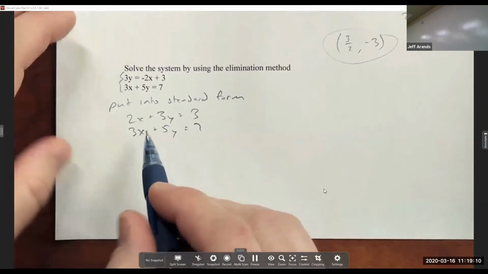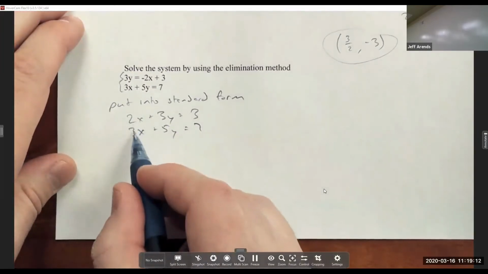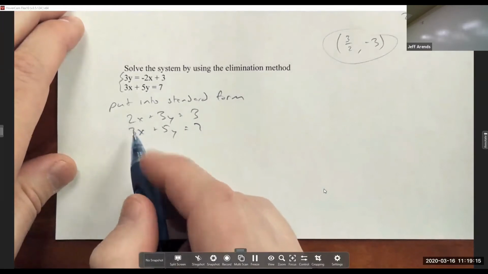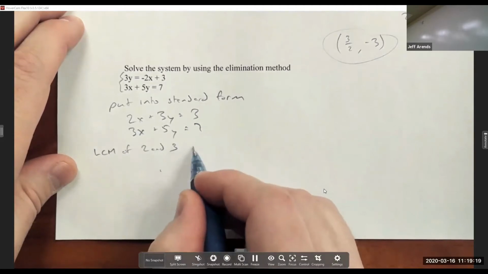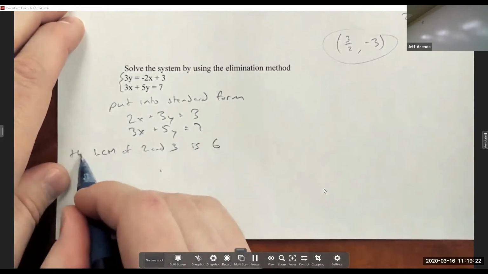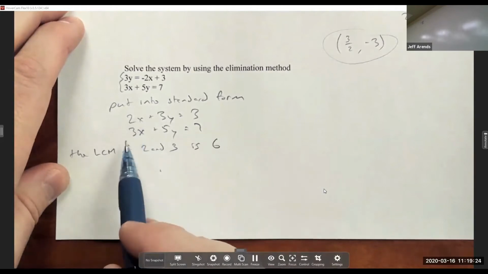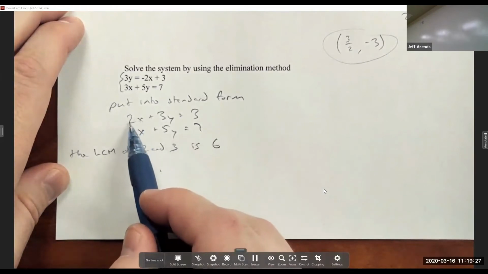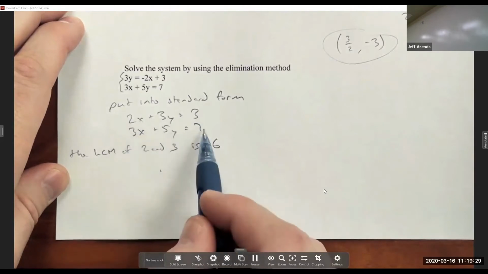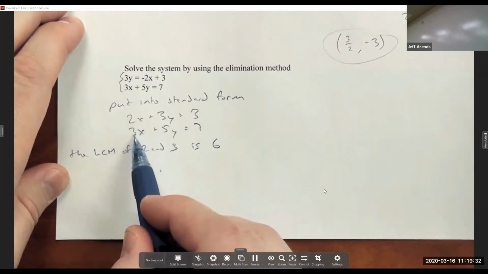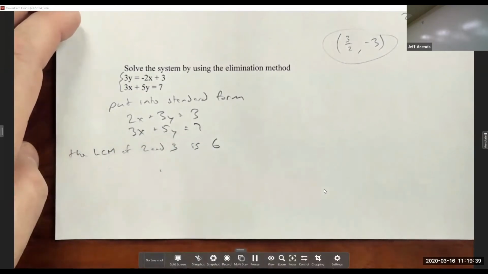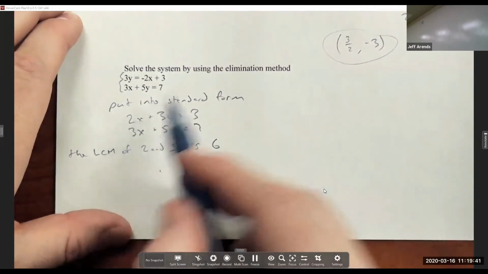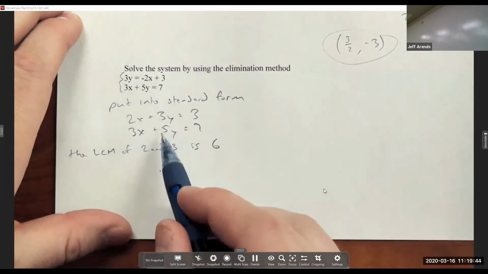Instead, what I'm going to look at is the least common multiple of these two numbers. The LCM of 2 and 3 is 6. The reason I'm looking at the least common multiple is because if I multiply through this equation by 3 and this equation by 2, I can make both of those into 6s. Now, I'd actually want one of those to be negative, so I'd probably change one of these to a negative. But in doing that, I could make my coefficients match and be opposite.